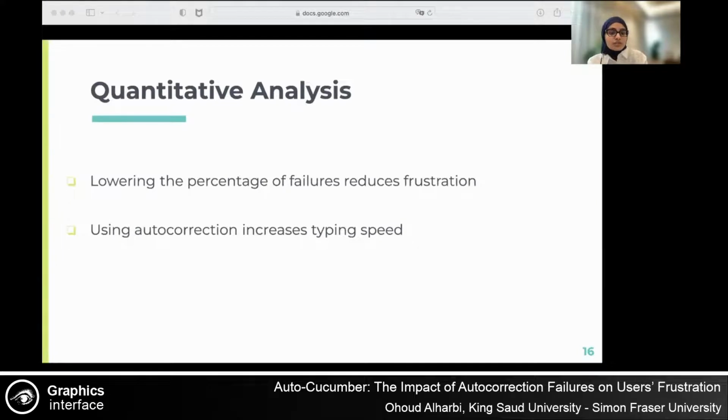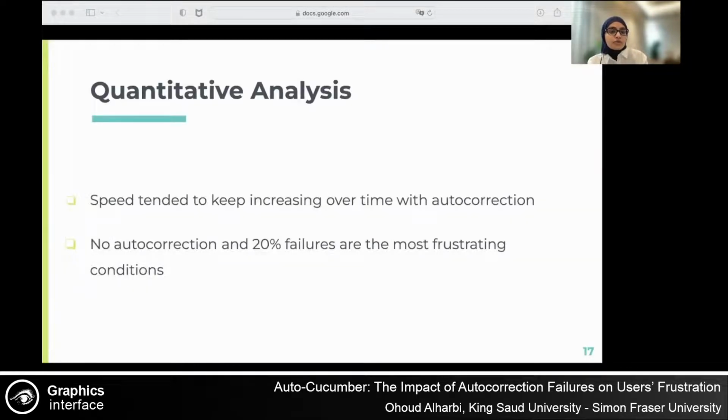Overall, lowering the percentage of autocorrection failures will reduce frustration. We observed that using autocorrection significantly increased typing speed. However, we did not find a significant difference between the 10% and 20% failing options in terms of typing speed. With autocorrection, we noticed that the participant speed tends to keep increasing with practice, while without autocorrection, it initially increased but then flattened out. No autocorrection and autocorrection with 20% failures stood out as the most frustrating conditions.